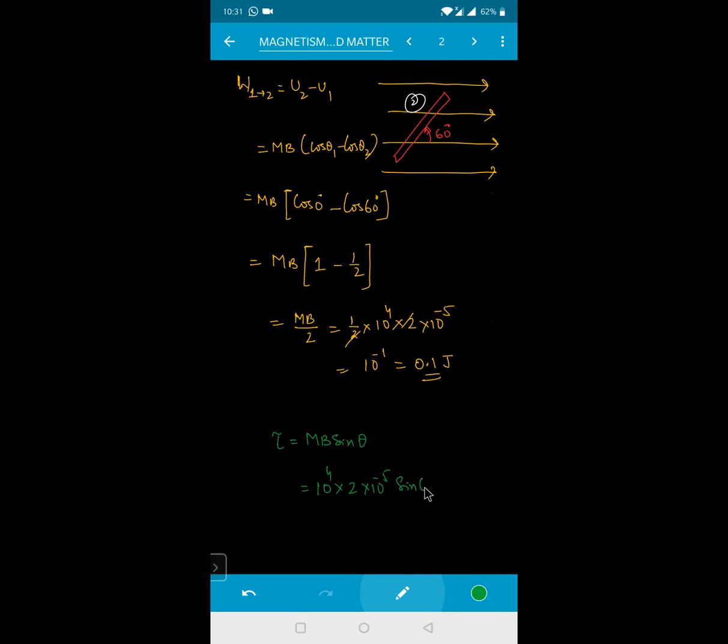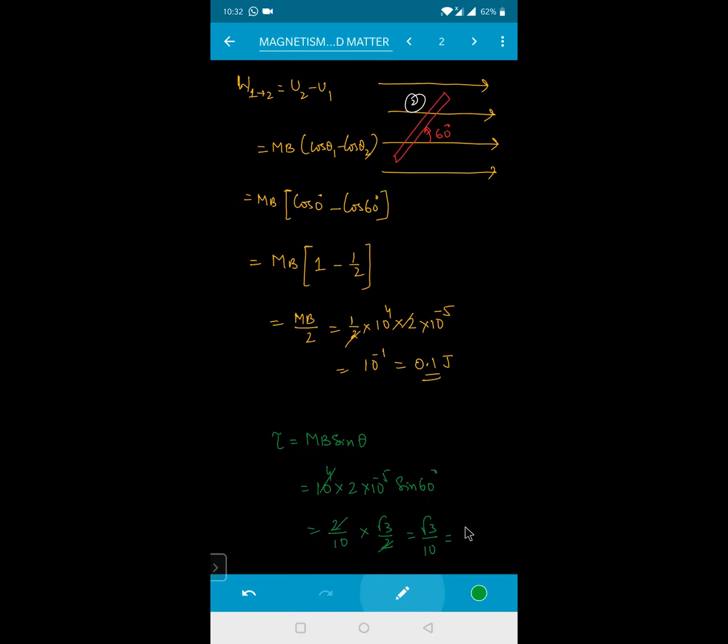So this will be sine 60 degrees. Now this will be equal to how much? 10 to the power of 4 will get cancelled. This will be equal to 2 into 10 by 10. Can I write like this? Into sine 60, which is root 3 by 2. This 2 and this 2 will get cancelled. So it is root 3 by 10, right, sir? Yeah, root 3 by 10.